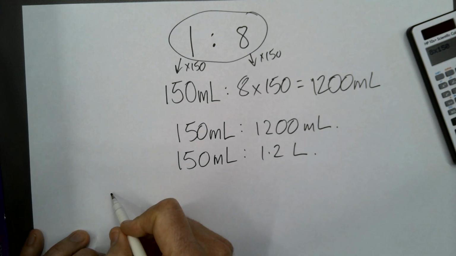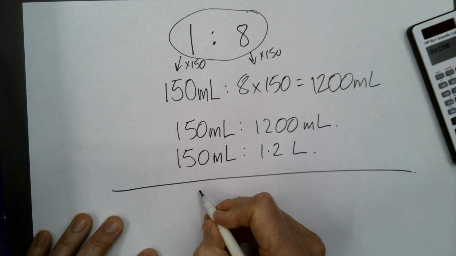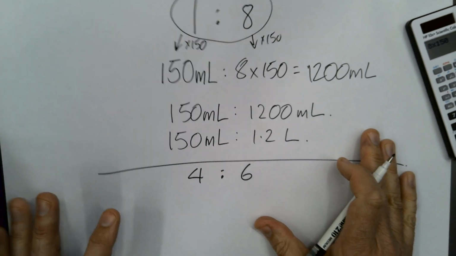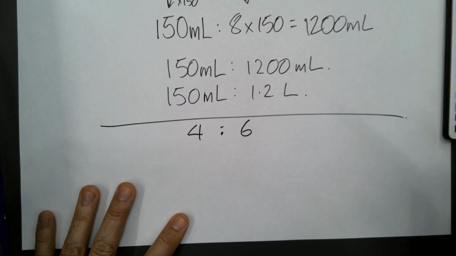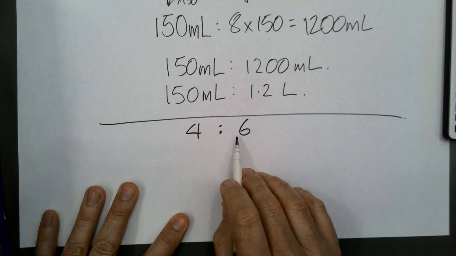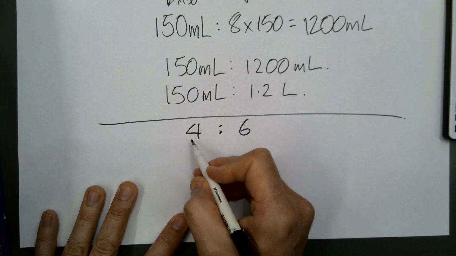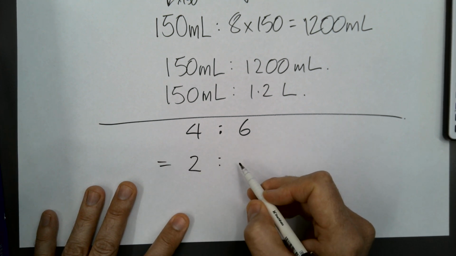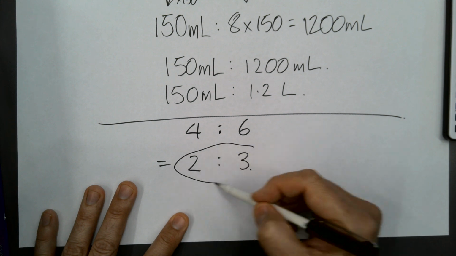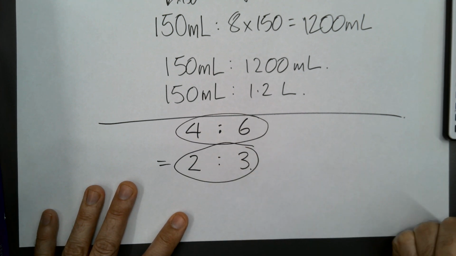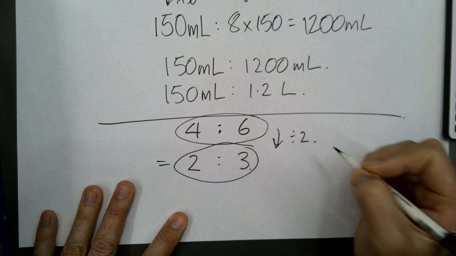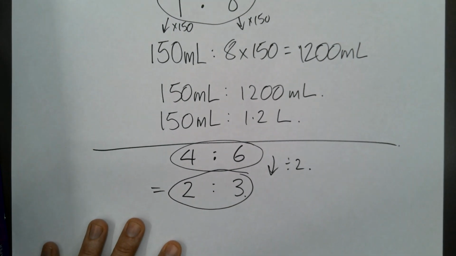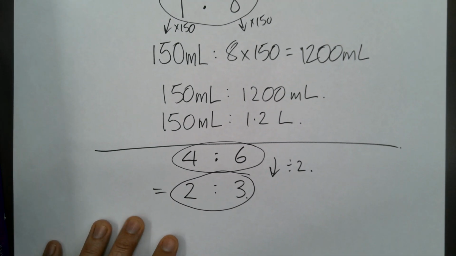All right. What if you've got 4 is to 6? Well, you know what? You don't have to just multiply it. You can divide as well. 2 will divide into each of those. Okay. So 4 divided by 2 is 2. 6 divided by 2 is 3. So that ratio will do the same job as that ratio. All right, all I've done is divide by 2 to both sides.